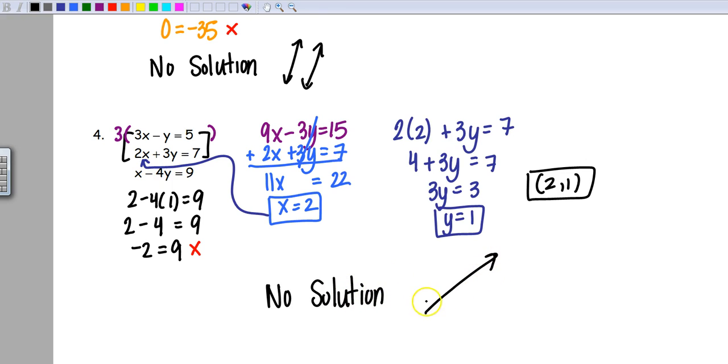Okay, to give you an idea of how this might look graphically, this is just an example. The first two lines are intersecting at (2, 1). This third line might be going like this. It might intersect both of those other lines at another place, but it's not intersecting at (2, 1).